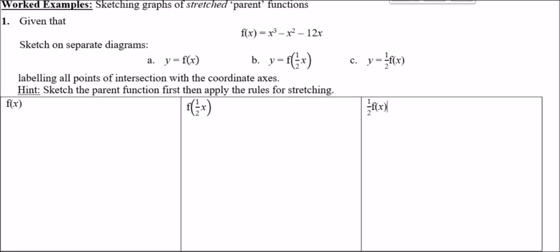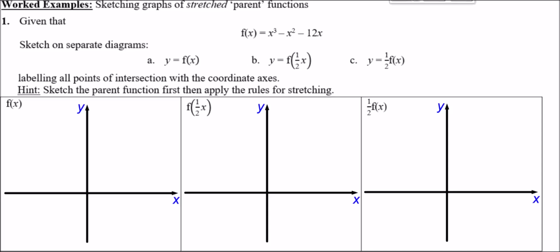So first of all, what we need is 3 sets of axes, like so. First of all, we need to sketch f of x itself. To do this, the best thing I can suggest is to try to factorize this here. So if we were to factorize, we can factorize out an x, and inside the brackets we're left with x squared minus x minus 12.